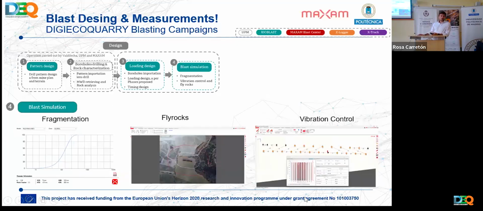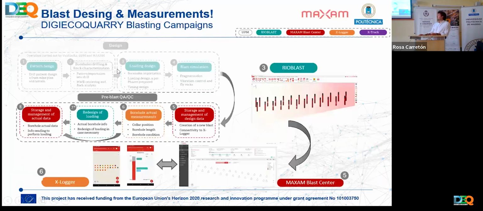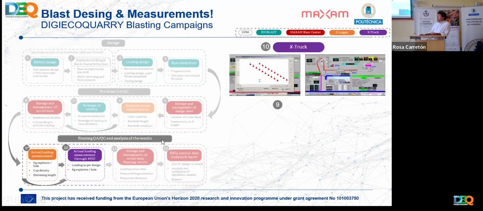Also, before blasting, we do this simulation in order to ensure control of fly rock with the design, and also vibration control, to try not to repeat any timing in the timing of the holes. And from here, we send the information to the blast center. This is our cloud, and from here we send it to the app in order to start measuring actual data on the field. And from the app, we send it to the truck.